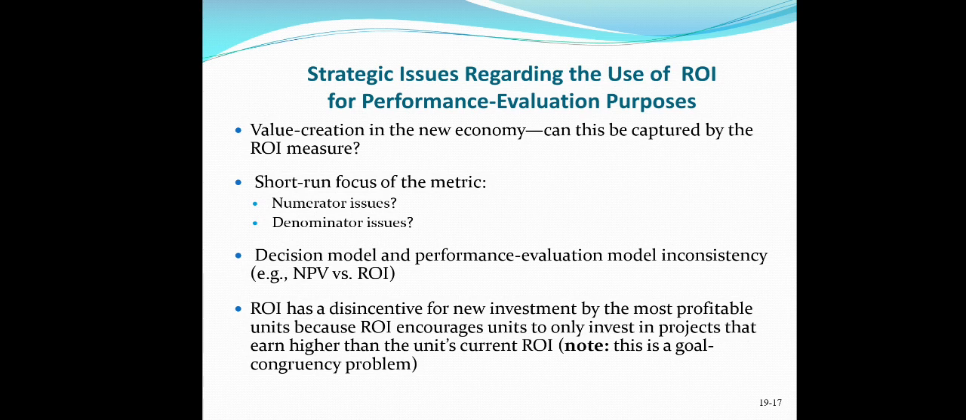It can discourage a unit or a segment from taking new investment. If the current ROI of the business segment is, let's say, 20%, and there is a new investment that is profitable, maybe the new investment ROI is 18%. The business unit may not take the new investment because their current ROI is already 20%. If they take the new investment of 18% ROI, the total ROI for the department or business segment will decrease. So that is a situation that shows that ROI can discourage a business segment from taking new investment.